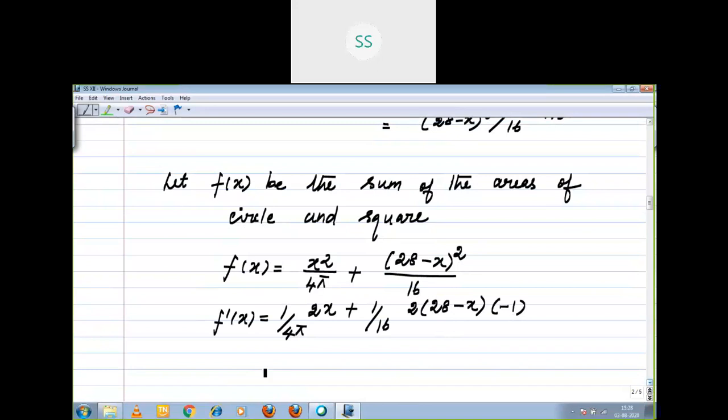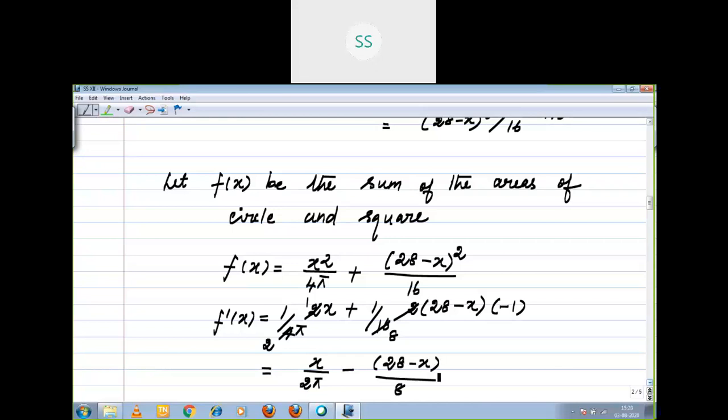Right. Now we have to simplify this. 2 ones are 2, 2 twos are 4. Here also the same, 2 ones are 2, 2 eights are 16. So what you arrive at in the end, you see, f dash of x equals x by 2 pi minus 28 minus x by 8.